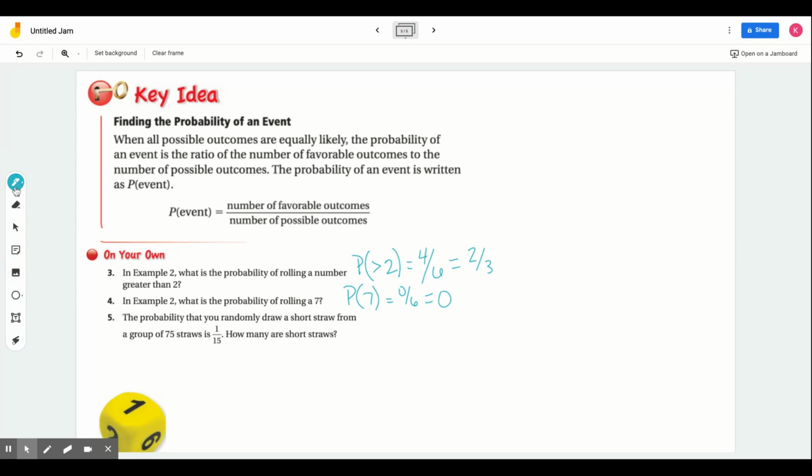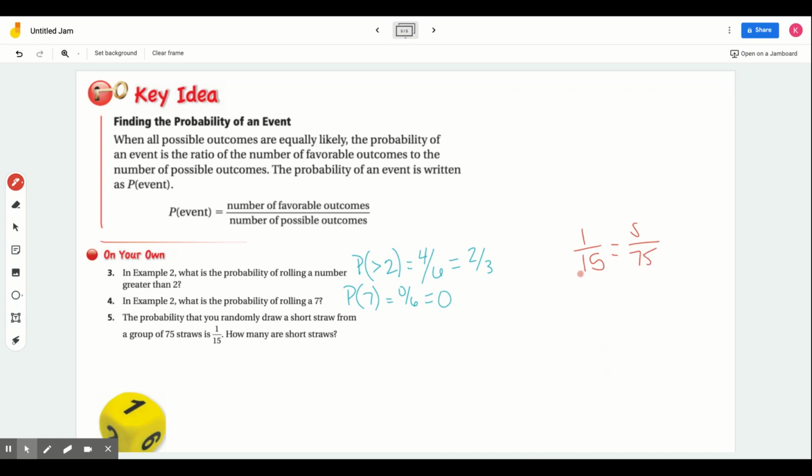Now, in number 5, we're going to apply what we know about probabilities to decide what number we're going to use or how many possible or favorable outcomes there would be in a large group. So the probability that you randomly draw a short straw from a group of 75 straws is 1 in 15. How many of those straws are then short straws? So we know that the probability of short is 1/15. We need to use this to find how many short straws there are in 75.